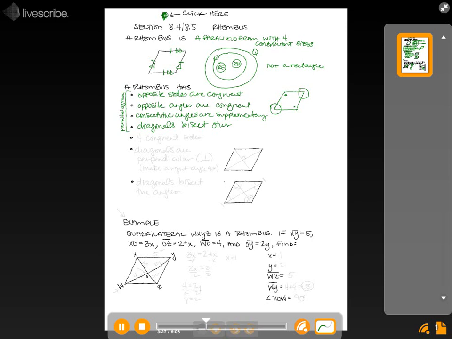Now the next bullet point comes from the definition. It has four congruent sides. Okay, new idea here. Again, those first four are the same basic ideas from a parallelogram. Now we're getting into some new ideas. Rhombus has four congruent sides. Next idea deals with the diagonals. The diagonals are perpendicular.